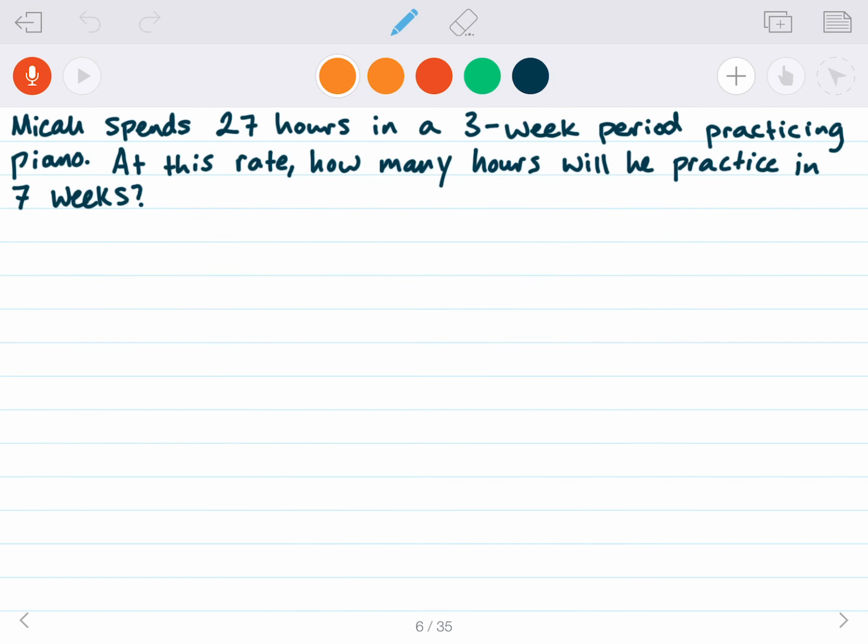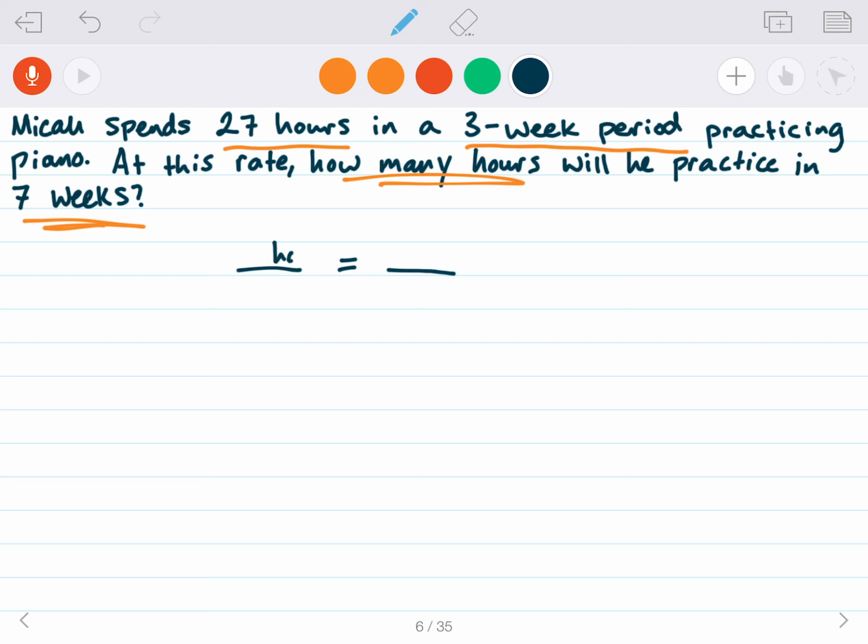Micah spends 27 hours in a 3-week period practicing piano. At this rate, how many hours will he practice in 7 weeks? So pause the video, see if you can set up your proportions, or your proportion. We have bar equals bar. Now what are our units? We have hours and weeks.